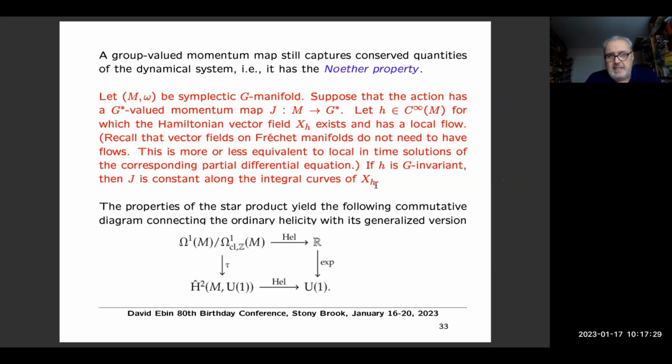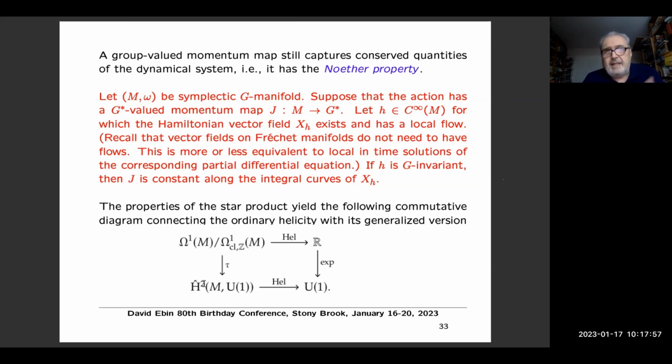Let's go back to the helicity. Here is the helicity. I wrote it in two different ways. Here is a map τ. This is the trivialization map that goes from k-forms, and k-forms that are closed with integral periods, to the kth degree Cheeger-Simons differential characters. This is completely universal. This is the natural transformations.